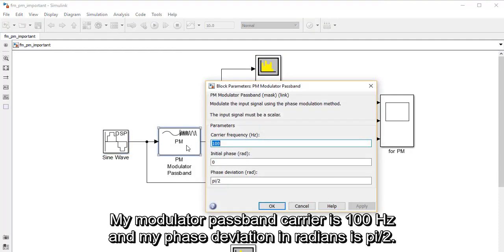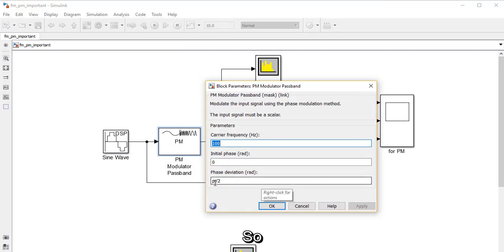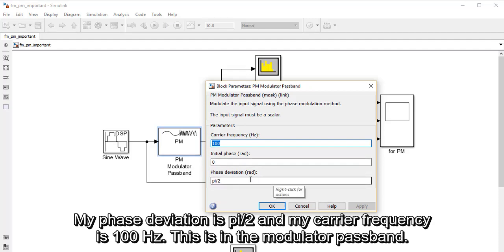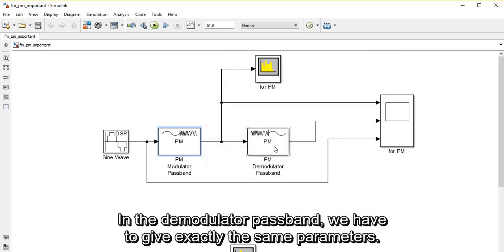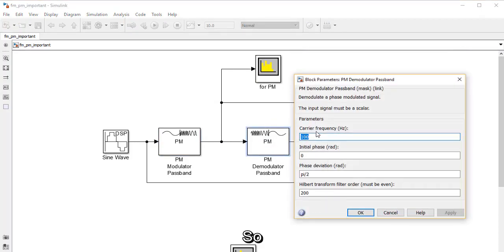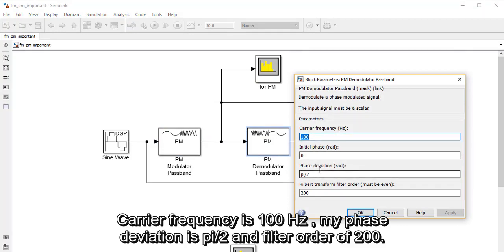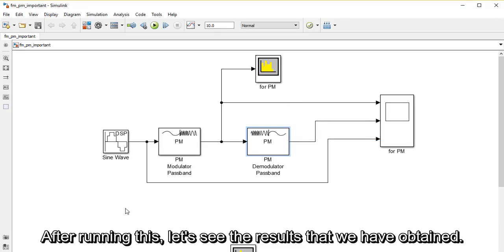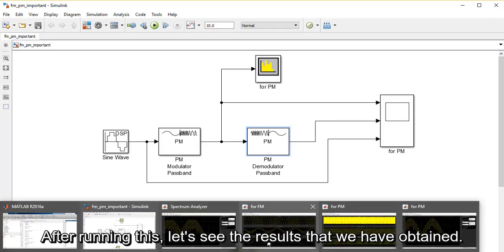My modulator passband carrier is 100, and my phase deviation in radians is pi over 2. So my phase deviation is pi over 2 and my carrier frequency is 100 Hertz. This is in the modulator passband. In the demodulator passband, we have to give exactly the same parameters. So we're going to have a carrier frequency again of 100, my phase deviation of pi over 2, and the filter order of 200. After running this, let's see the results that we have obtained.